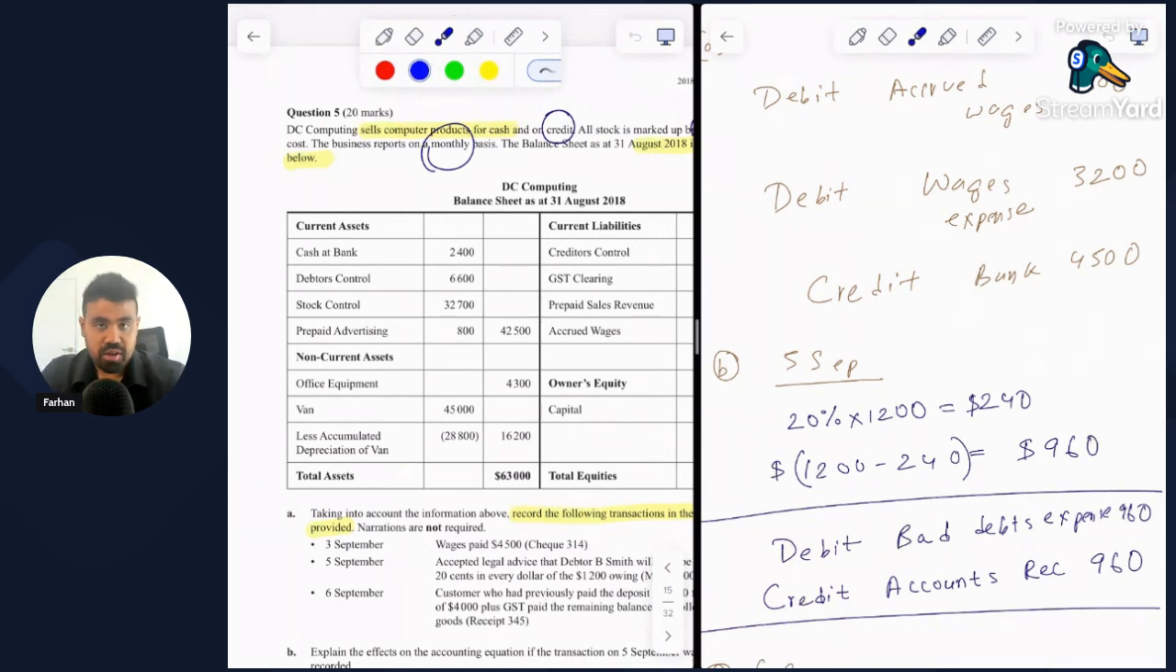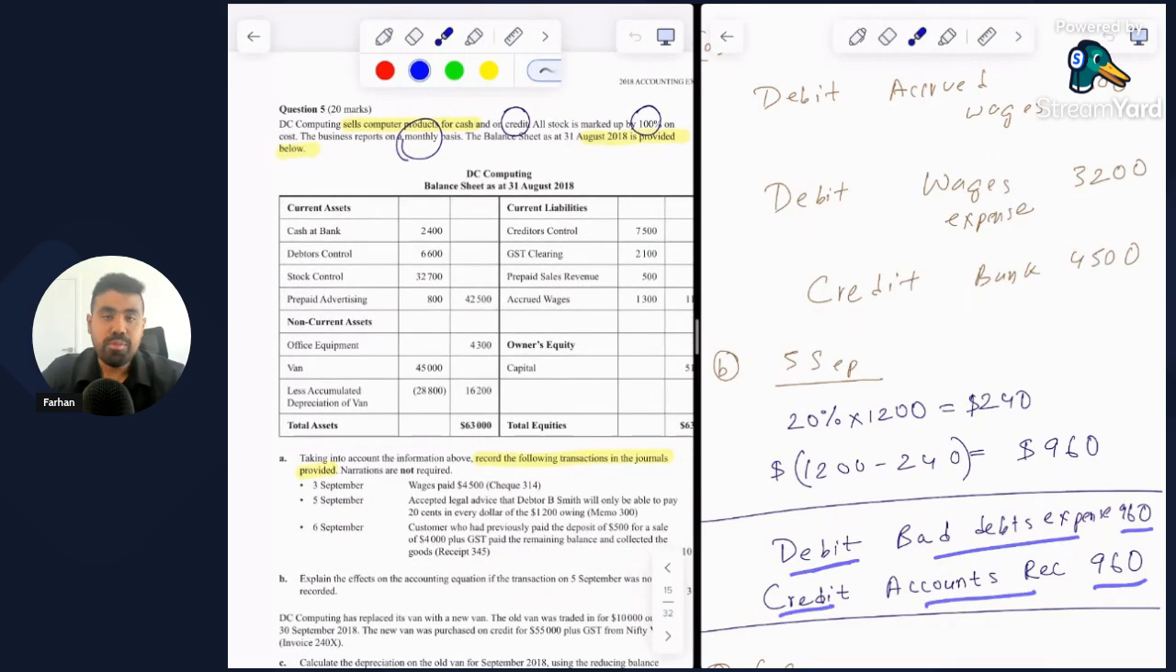So all expenses by default are debit. So what we are doing here is to debit the bad debts expense by $960, and then we credit the accounts receivable by $960, which is also known as the debtors control based on the past curriculum. Now, when we credit the accounts receivable by $960, we are reducing our assets by $960 based on the confirmation from this debtor B. Smith, who said that they will only be able to pay 20%, which is $240, and that means the other 80% or $960 is something we cannot recover at all.